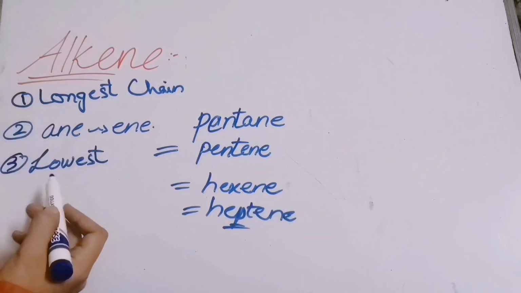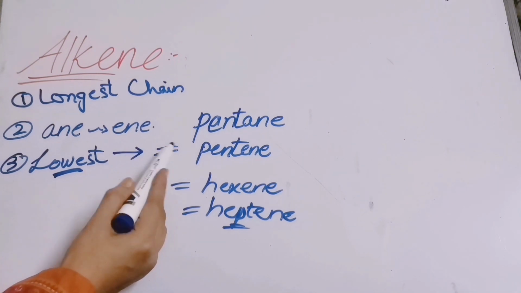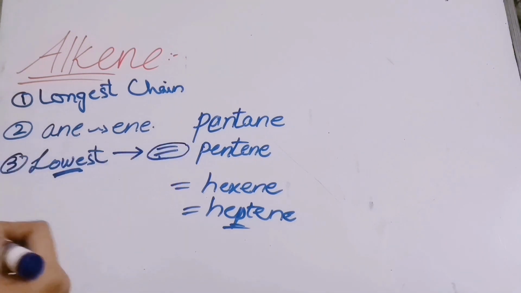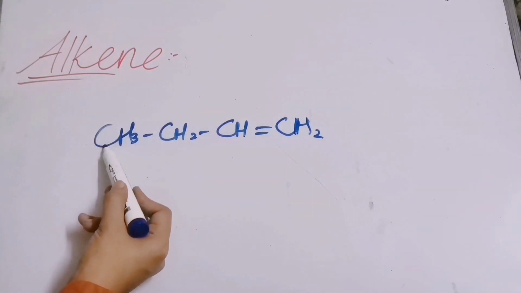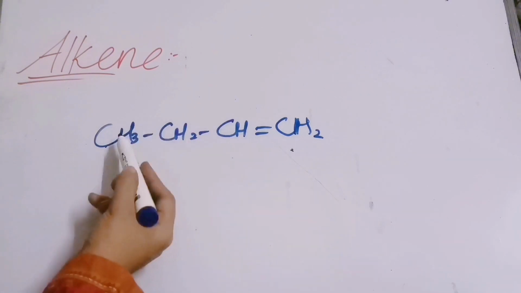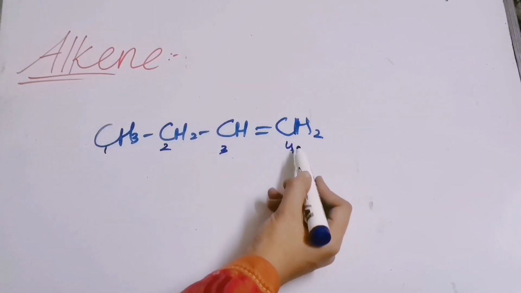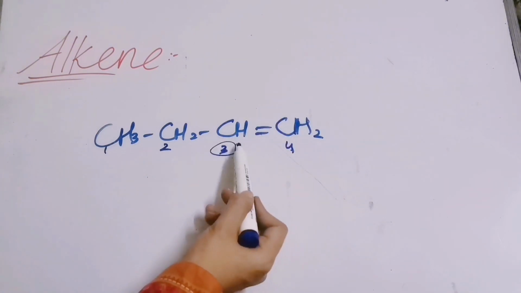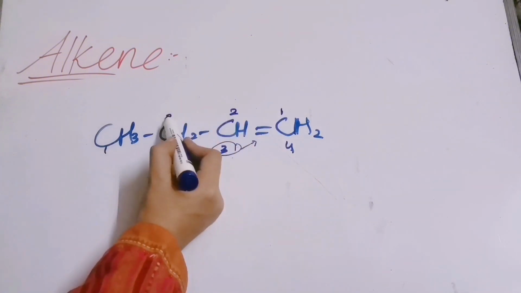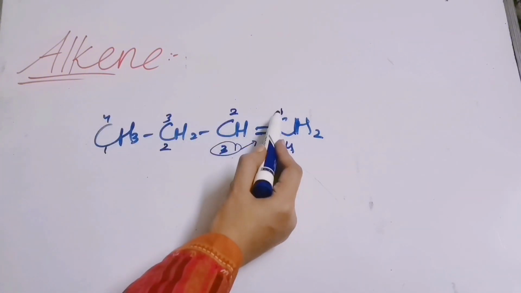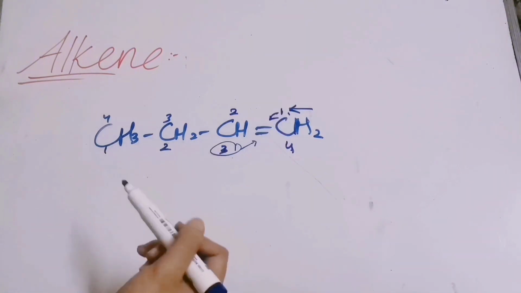The third rule is that we will give the lowest possible number to the double bond. Let us see. In this case we can write the numbering from this side as well as this side. When I write the numbering from here, it will be 1, 2, 3 and 4. So the double bond is coming on the third position. And if I write the numbering from this side, 1, 2, 3 and 4, the double bond is coming on the first position. So this numbering will be correct and we will use this numbering.